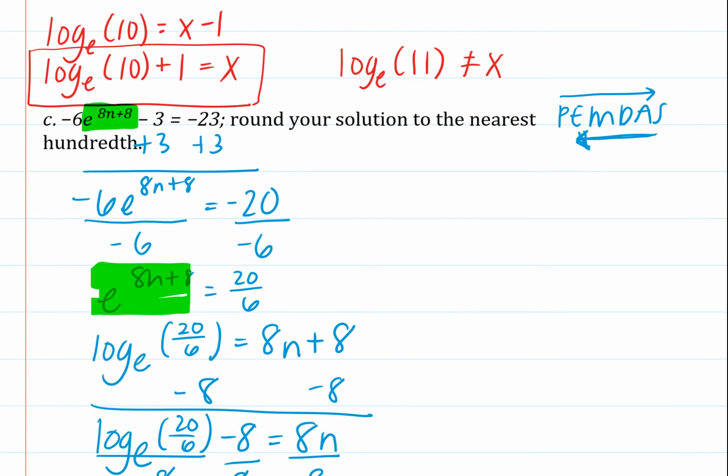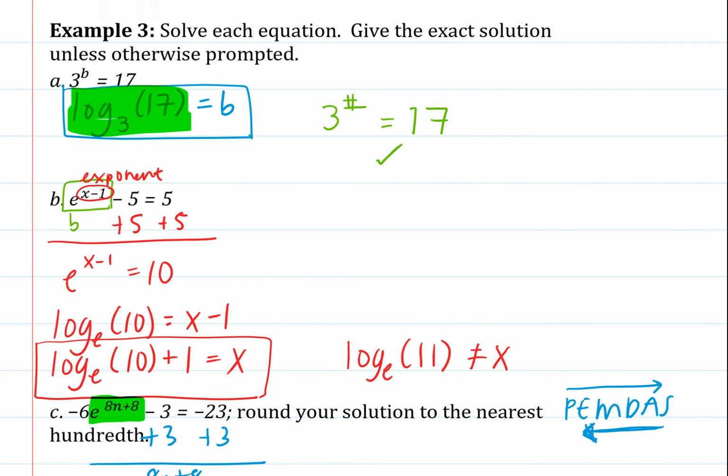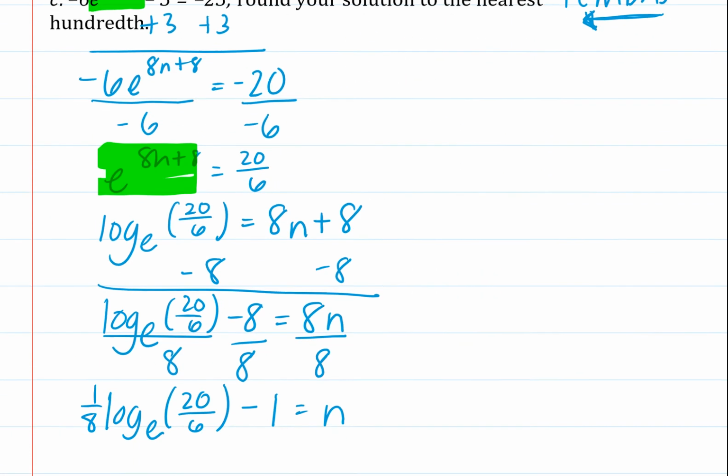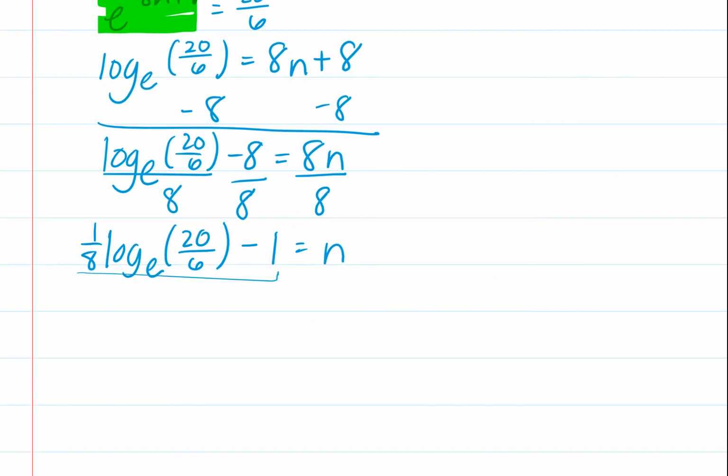But since the question asked us to round to the nearest hundredth, we're going to grab our calculator, press the math button here, scroll down until we get log base, option A, and type this expression into our calculator. When you do so, you should get n equals negative 0.85.